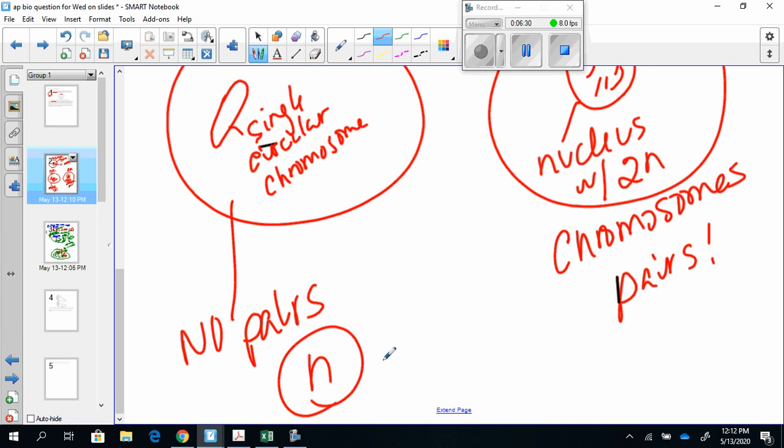So prokaryotic cells are just haploid. This is just one singular strand of a chromosome. There's no pairs and there's no real nucleus. The difference that is going to be really important in this question is when you think about alleles. Alleles exist on chromosomes. So if I was looking at nuclear DNA, I would have a genotype.